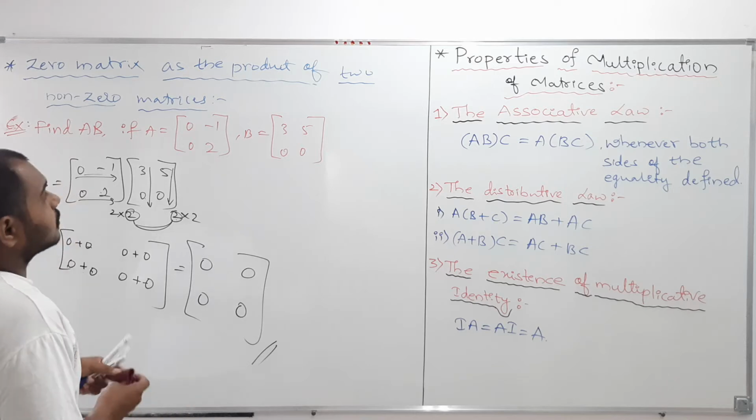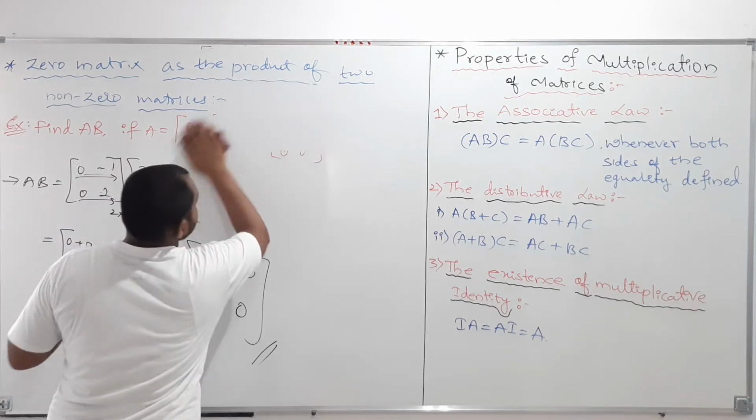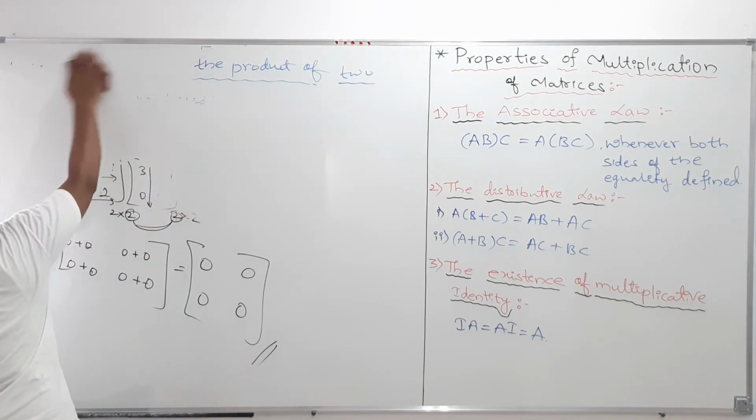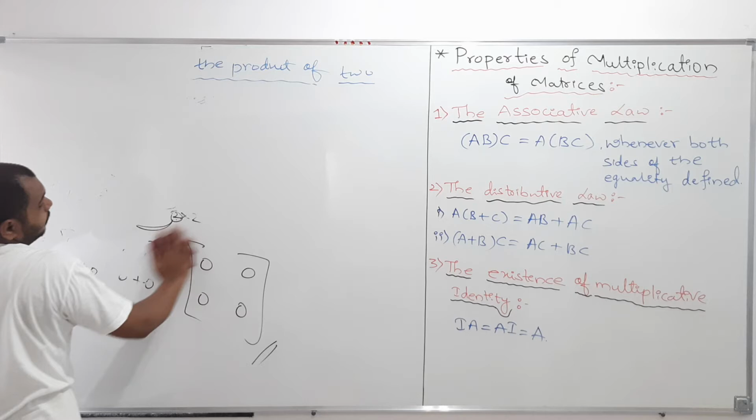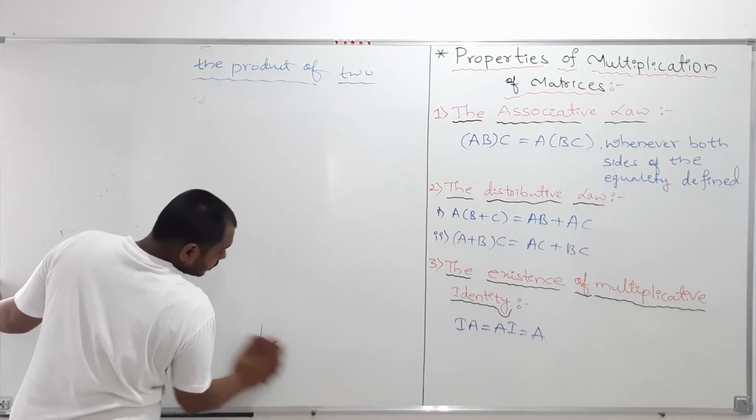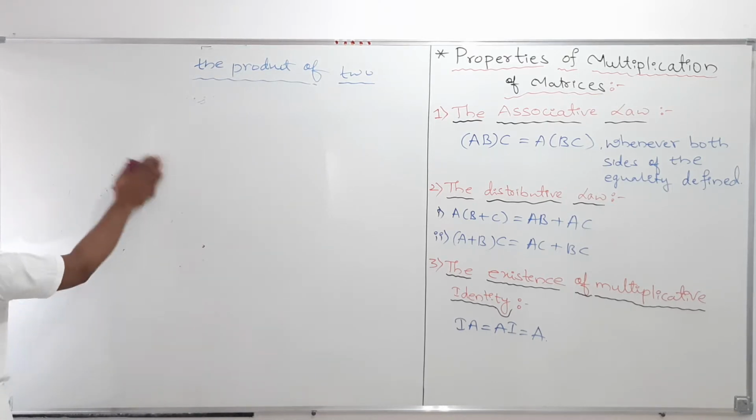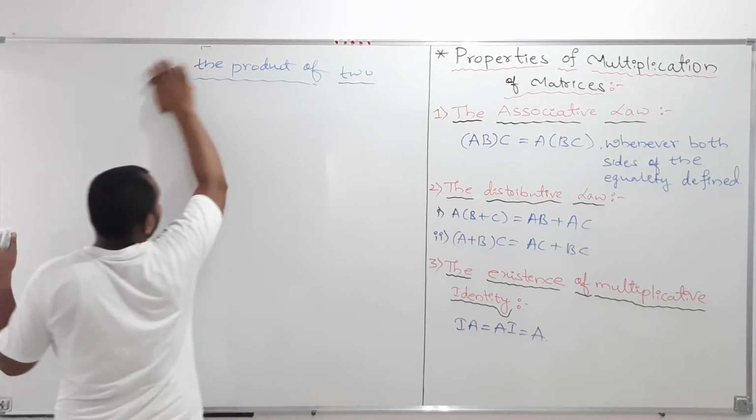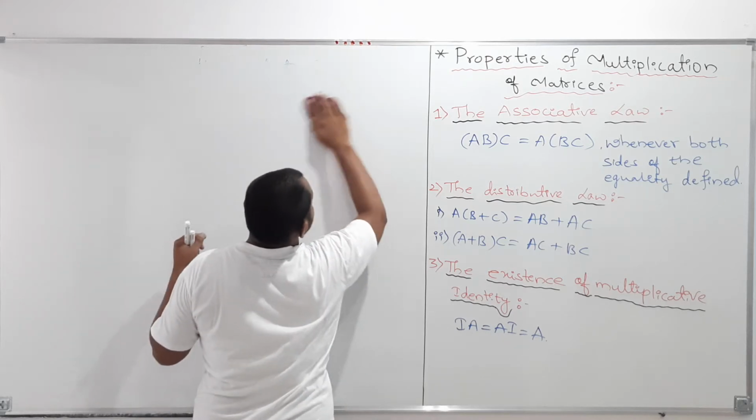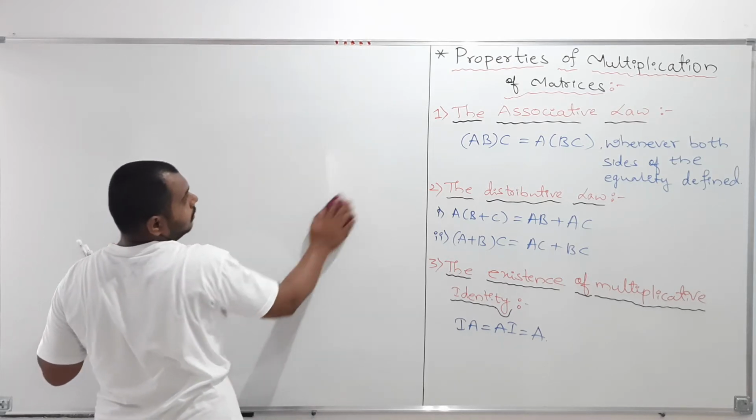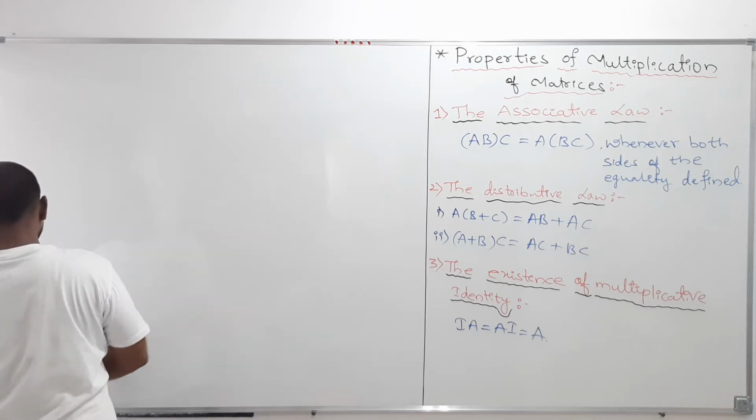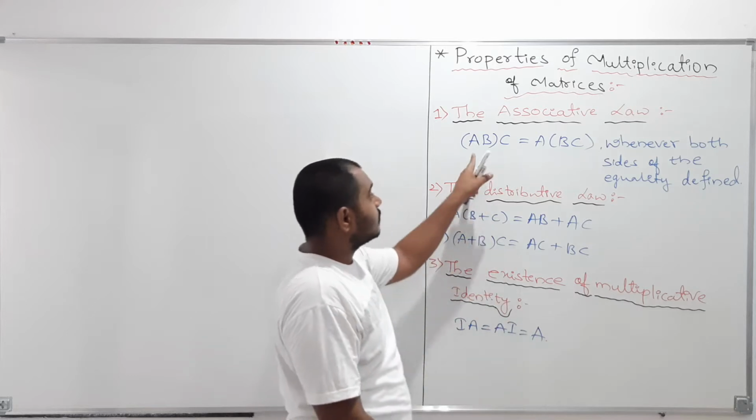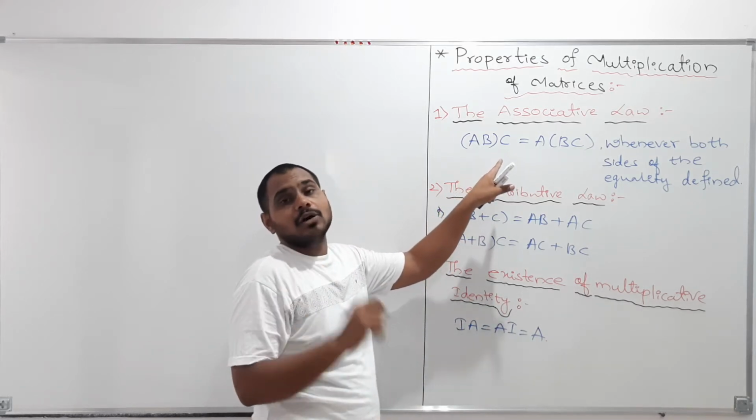In the previous videos we discussed some properties based on the operation addition. Today's class we are discussing the properties of multiplication of matrices. So my dear students, in these properties, first I am going to discuss the associative law. We also discussed the associative law in addition.